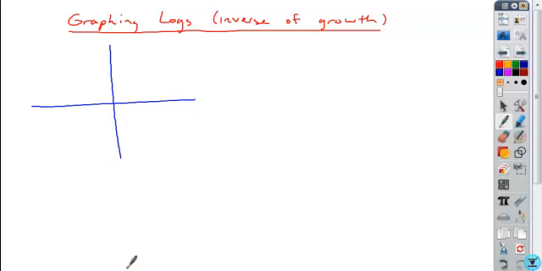All right, so first, in looking at graphing a log that's the inverse of a growth function. If you were to look at the graph of a growth function, it looks like this. Okay, so this is the graph of y equals a times b to the power of x, when the absolute value of b is greater than 1. That's going to determine that you're dealing with a growth function.